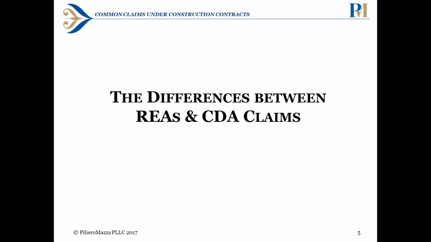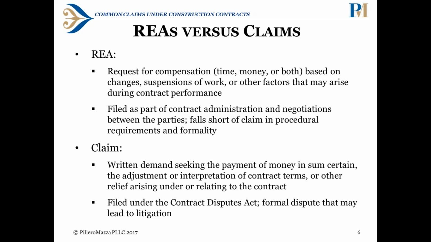Now Jackie will talk about the differences between REAs and claims. So, some brief points about REAs versus claims as a little overview. An REA is a request for compensation, which can be in the form of time, money, or both. That's based on changes, suspension of work, or other factors that may arise during contract performance. An REA is filed as part of the contract administration and negotiations between the parties, but it falls short of a claim in the procedural requirements and formality because it's not as formal as a claim. It's part of the negotiation process rather than a more formal dispute.